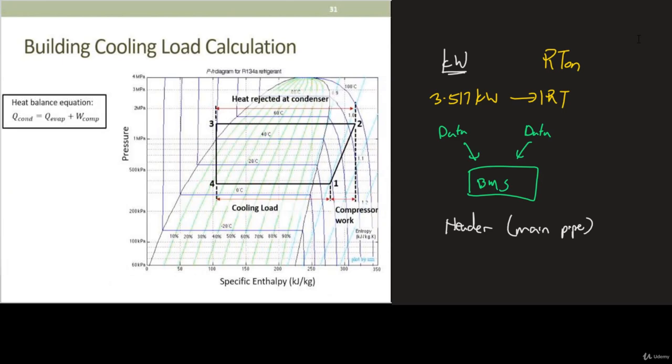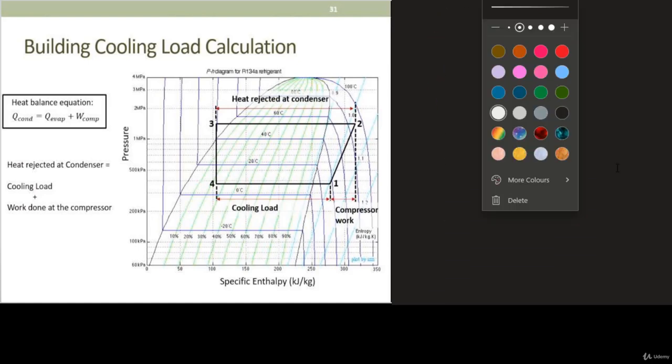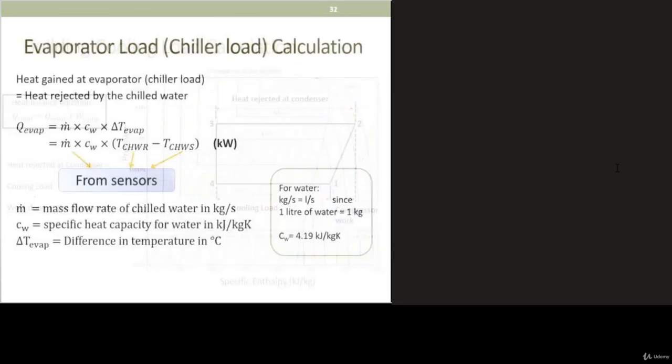So how do we calculate the cooling load? Let's revisit this topic 1 again. You may remember this formula, Q condenser. That means the amount of heat you reject at the condenser will be equal to the amount of heat you absorb at the evaporator plus the amount of work done by the compressor.